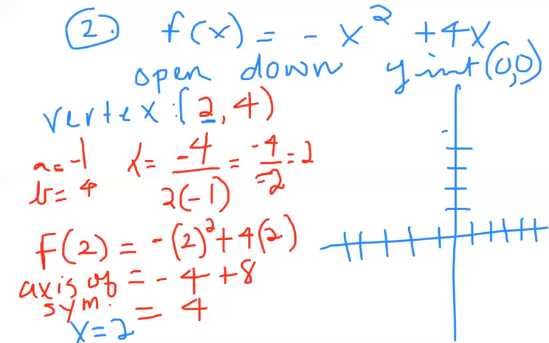Remember, it's opening down. The first thing you're going to plot is the vertex, (2, 4), right here. Next, you want to plot the y-intercept, (0, 0). Now, the line of symmetry goes straight through the middle of the graph, intersects the graph at the vertex. Now, guys, the y-intercept needs to be reflected across the line of symmetry. The y-intercept is on the left side of the line of symmetry, so you're going to go on the right side of the line of symmetry to reflect it.